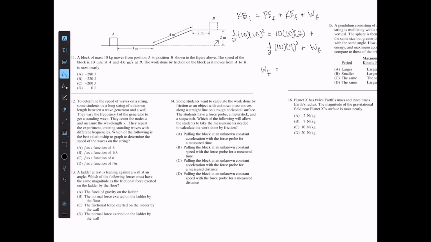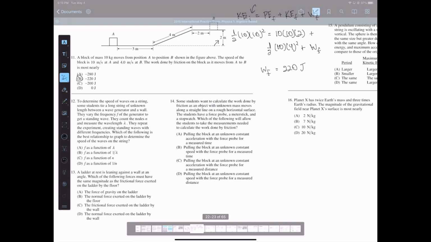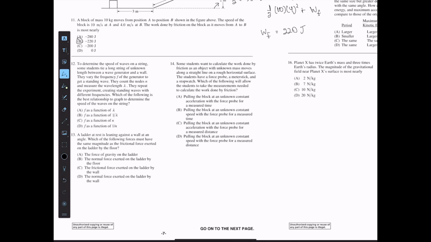Wait, hold on. Oh yeah, because it's negative. You get 220 joules, but technically I should have put the work done by friction on this side because it's like negative work. But you can just change it to negative once you calculate it. This is a wave problem, so we can skip it.